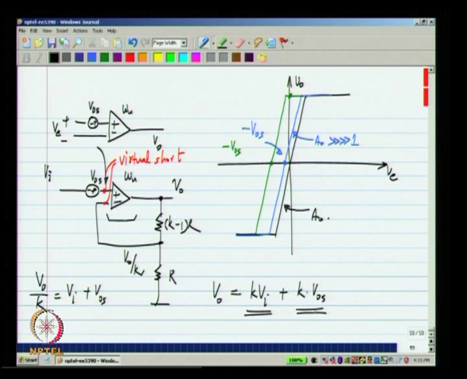So, this is the desired output, and k times V o s is the offset in the output. Okay. So, this means that when the input is 0, the output is not equal to 0, but the output will be equal to k times V o s. So, the effect of the offset is generally to create an offset in the output as well.